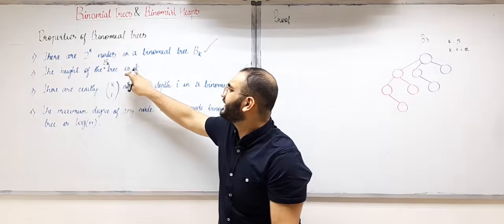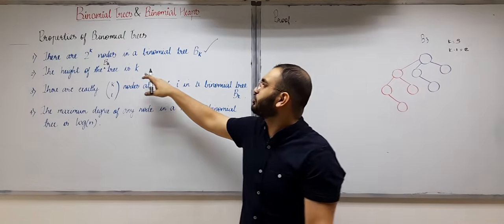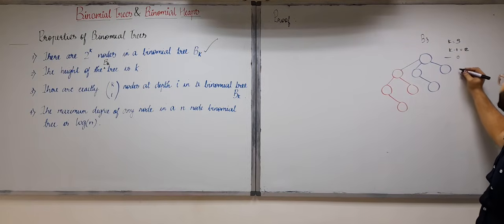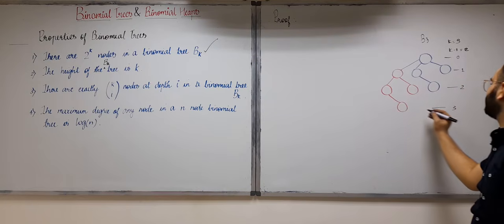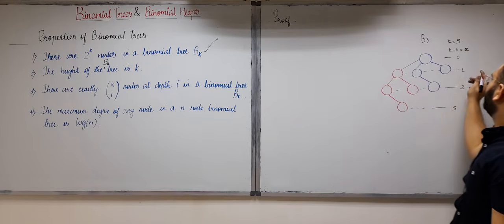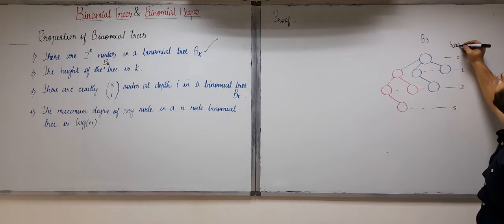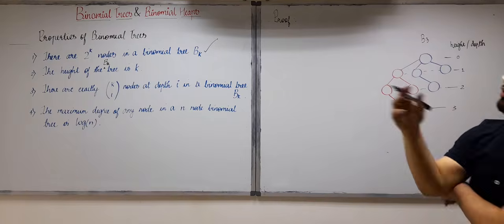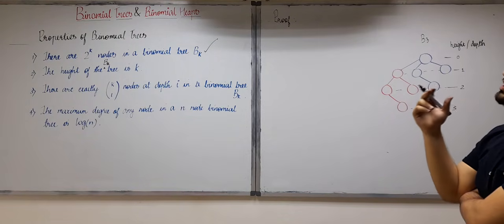So the height of the Bk tree, or the height of the binomial tree with order k, should be k. So what is the height of a tree? This is height 0, this is 1, this is 2, and here it is 3, right? This height is 3, this is 2, right? So the height is 0, 1, 2, 3. These are heights, or you can also call them depths. Okay, so now it says that the height of the binomial tree with order k should be k.